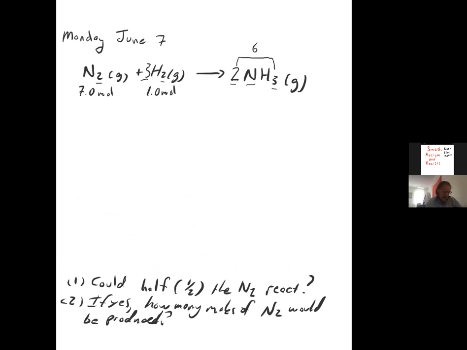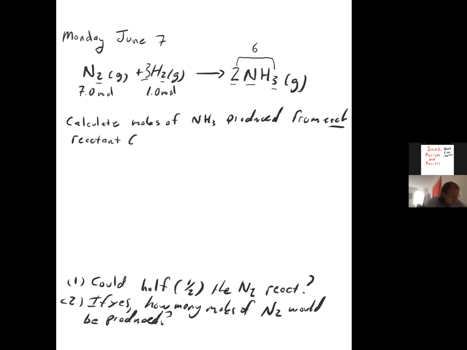Okay, so the question is, could half of the N2 react? So here's what you're going to do. Here's your strategy. Calculate the moles of NH3 produced from each reactant. Okay, so each reactant. So there's going to be 2 calculations. That's the key to this. Okay, so here's what I'm going to do. I'm going to show you how we do this.